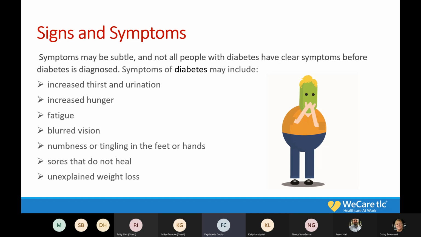Some people have numbness or tingling in their hands and feet, or sores that do not heal. Diabetes impacts the ability for the cells to regenerate and heal properly. So some have that issue with sores that don't heal. And then unexplained weight loss.